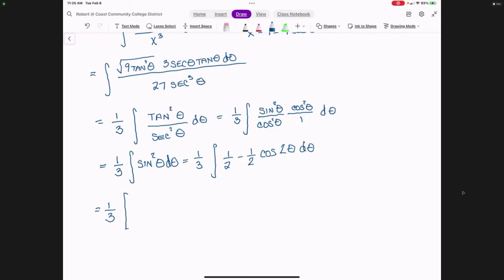Anyways, we integrate this and we're going to get theta over 2 minus 1 over 4 the sine of 2 theta.